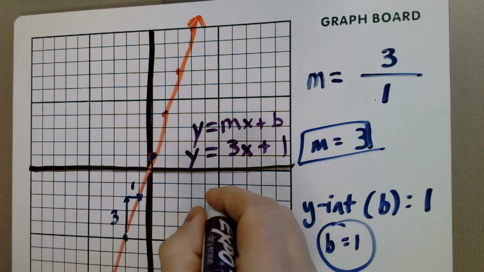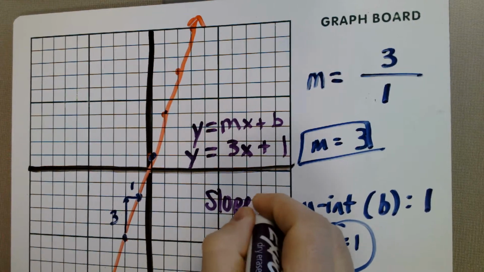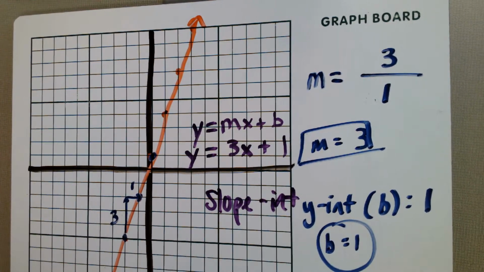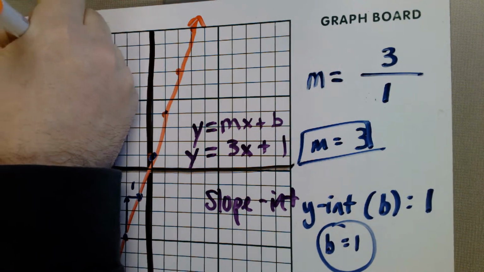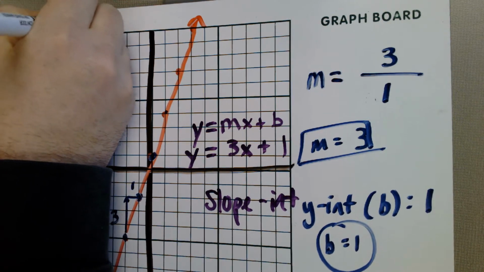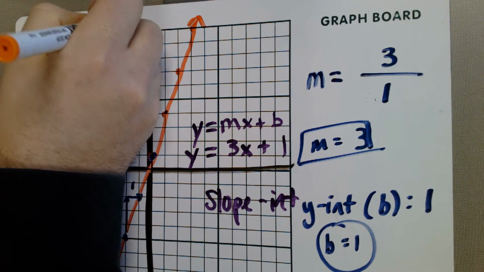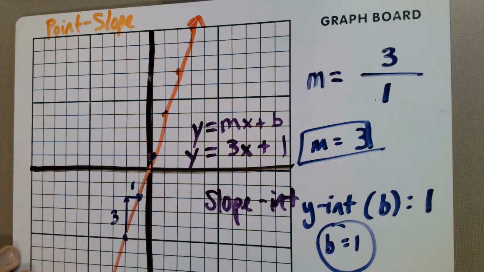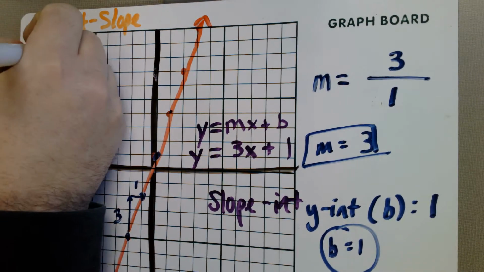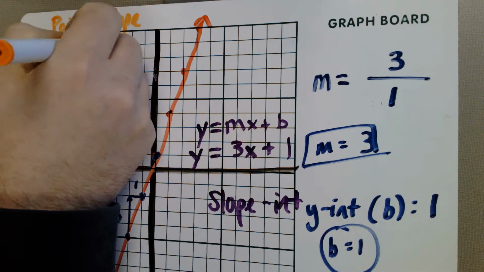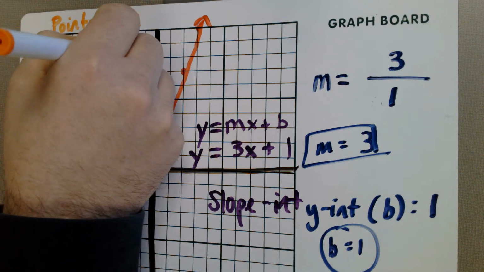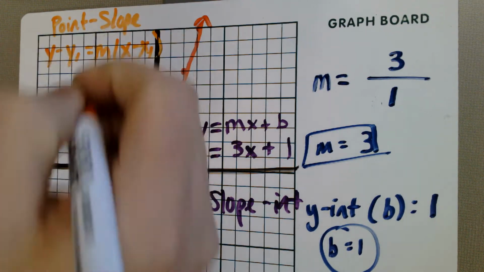But this is in slope-intercept form, and that's important to know. But maybe you're not asked to write it in slope-intercept form. Maybe you're asked to write it in point-slope form. Well, point-slope form is just another way of writing our equation. Remember, point-slope form was this: y minus y1 is equal to m times the quantity x minus x1, right?